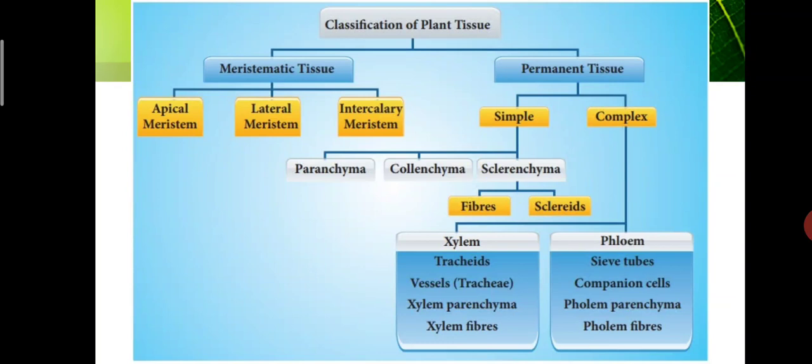Under permanent tissues we discussed simple and complex tissues. Under simple tissues we saw parenchyma, collenchyma and sclerenchyma. The sclerenchyma is further divided into fibers and sclereids, and complex tissue was divided into xylem and phloem. I hope you all remember.